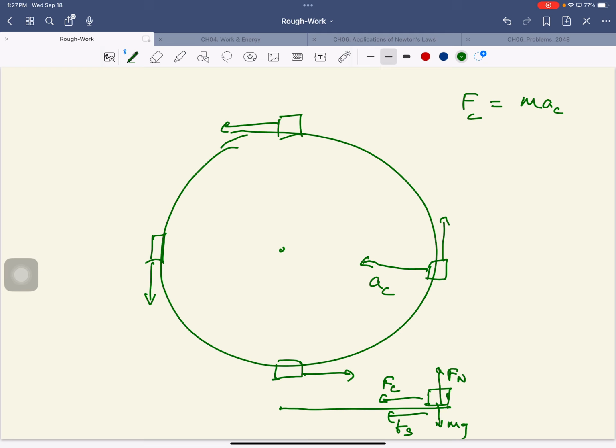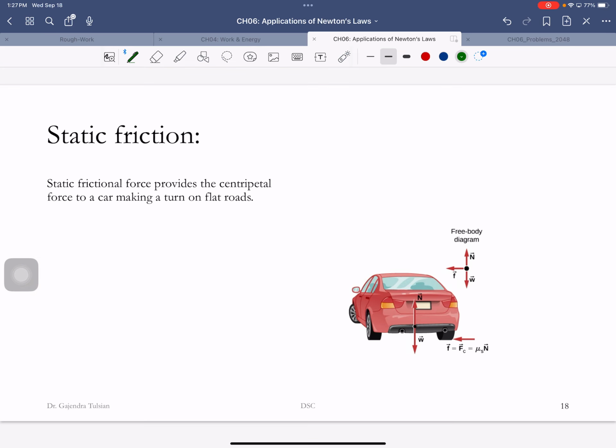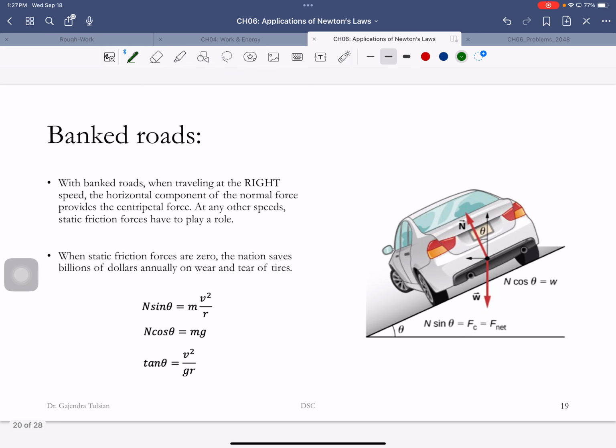So if every curved road was flat, you'd be leaving so much rubber behind that it would cost billions of dollars. So how do you fix that? You bank the roads. So that's what we're going to do. We're going to bank the road. And let's see how it saves us money.